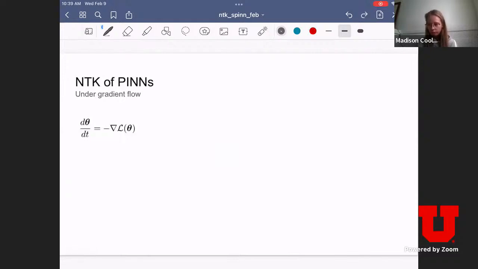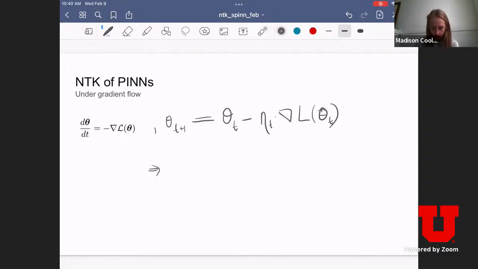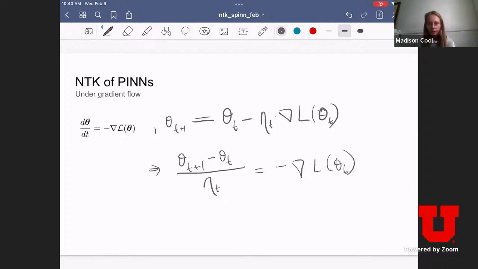To start with, gradient flow is essentially, if you think about the gradient descent updates, they look something like this, where you have a learning rate, and then you take the derivative of the loss. If you rearrange this formula, you get a form that looks like this. And if this learning rate is infinitely small, you get the gradient flow shown here. So that's why the infinitely small learning rate is an important assumption as well.